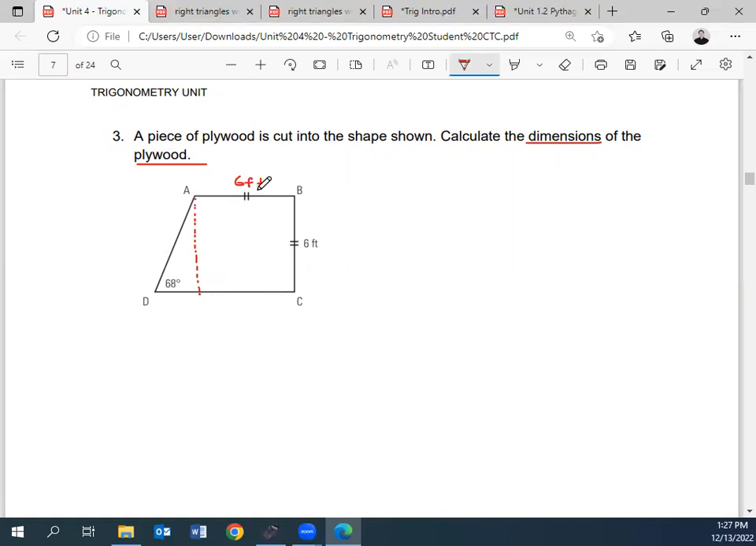Now, if the top of a rectangle is 6 foot and the side of a rectangle is 6 foot, the whole thing's a square, right? Because that means this line over here, this dash, is also 6 feet. That means this line over here is also going to be 6 feet. So we actually have a square and a triangle here.